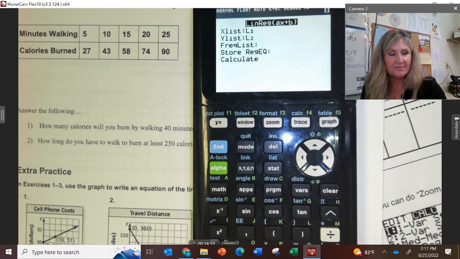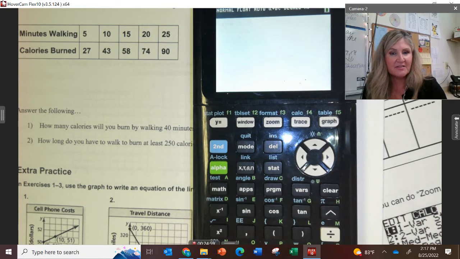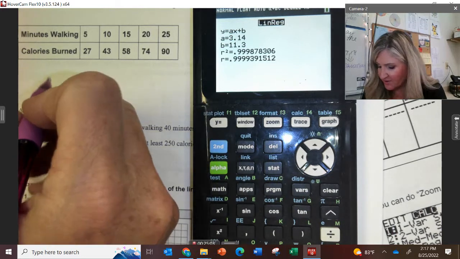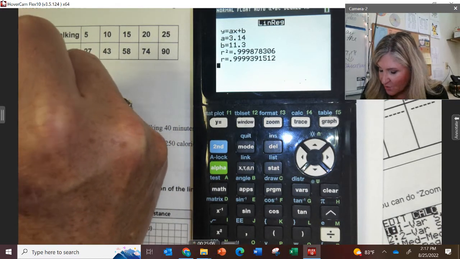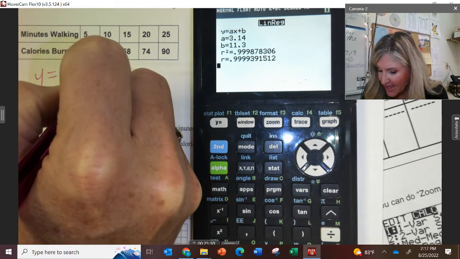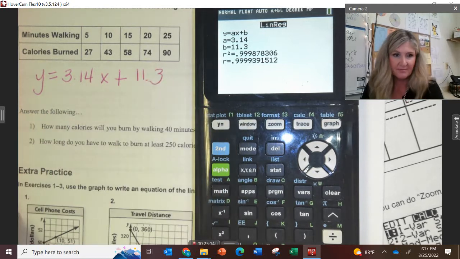Push enter. For the older calculators, hit enter again. For the newer calculators, go down here to calculate. There we go. Here's our equation of our line. Y equals 3.14x plus 11.3.